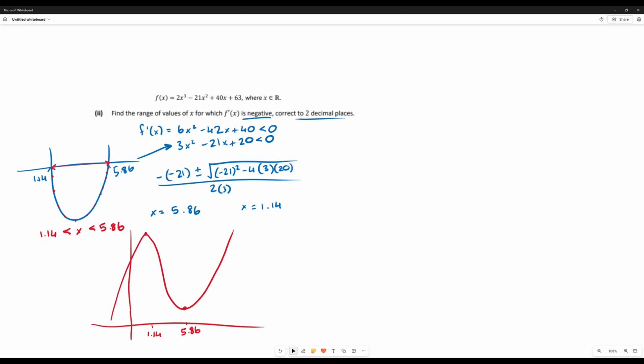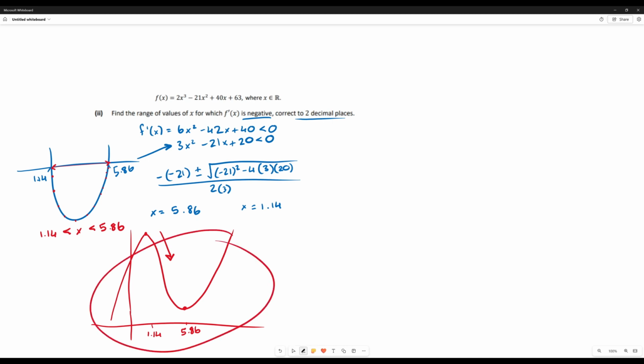And just to explain what the question actually meant, to show that f dash x is negative, don't forget f dash x is the slope. So what it's saying is show what values of x the slope would be negative. That makes sense on the graph, because the slope being negative means it's going down. And it does go down in between 1.14 and 5.86 on the x-axis. Just to give you context to the question. You do not need to do that last bit there.